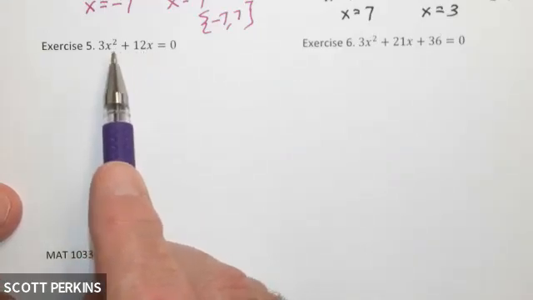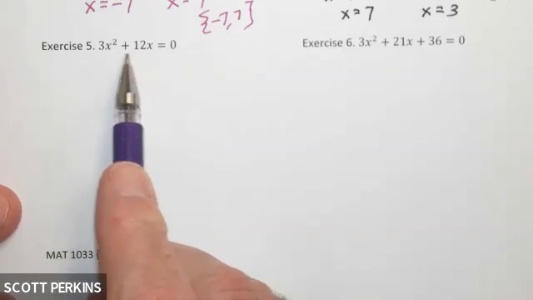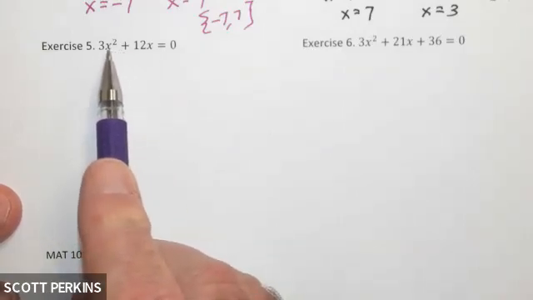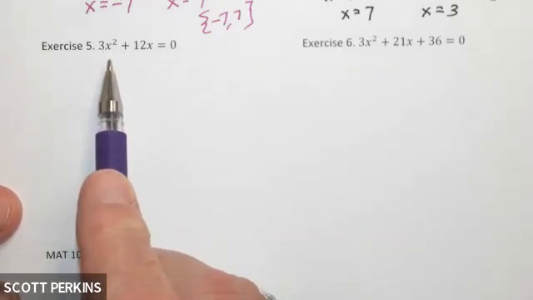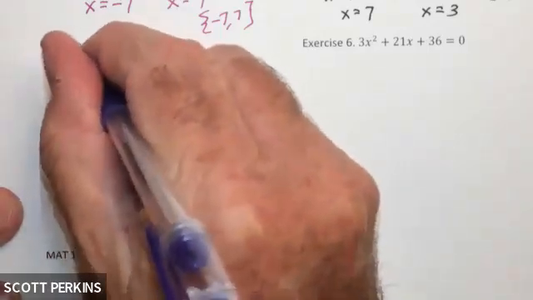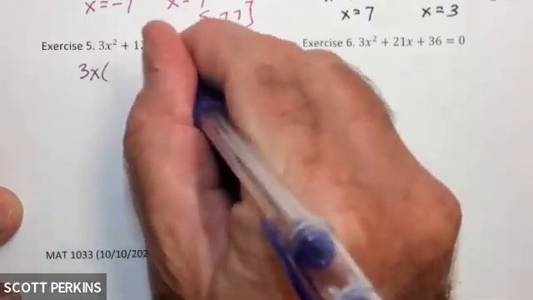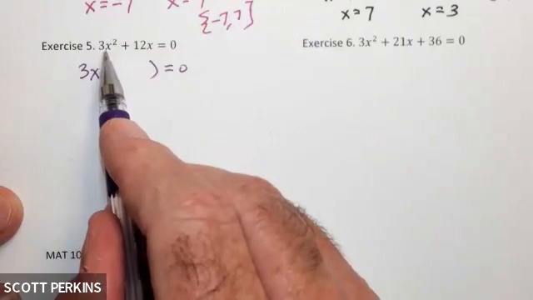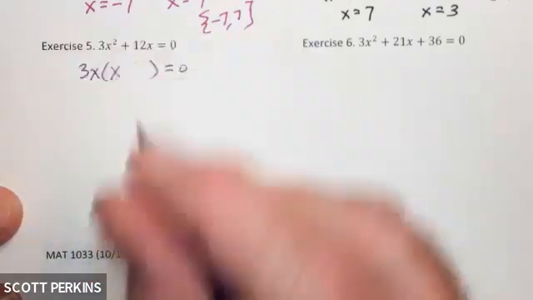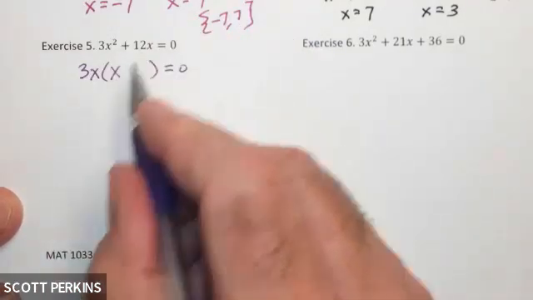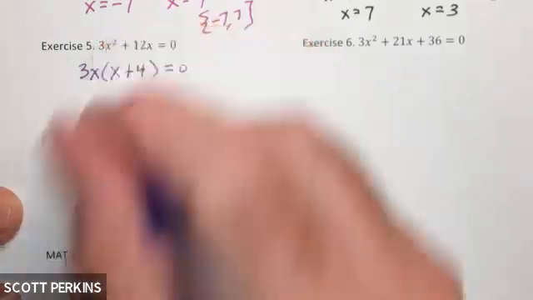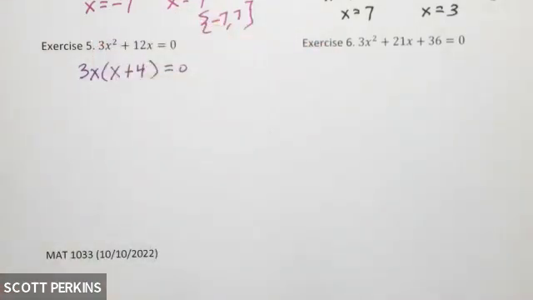First thing I'm going to do is look for a common factor, which there is. These two terms share something in common. What do they both have in common? 3x. When I factor the 3x out of the 3x squared, I'm left with x. And when I factor the 3x out of the 12x, I have plus 4. So there's my two factors. I've got a common factor and then I've got a binomial.